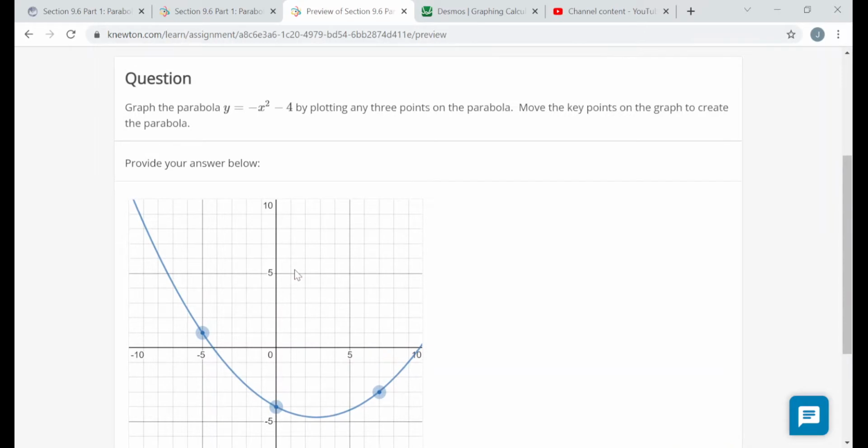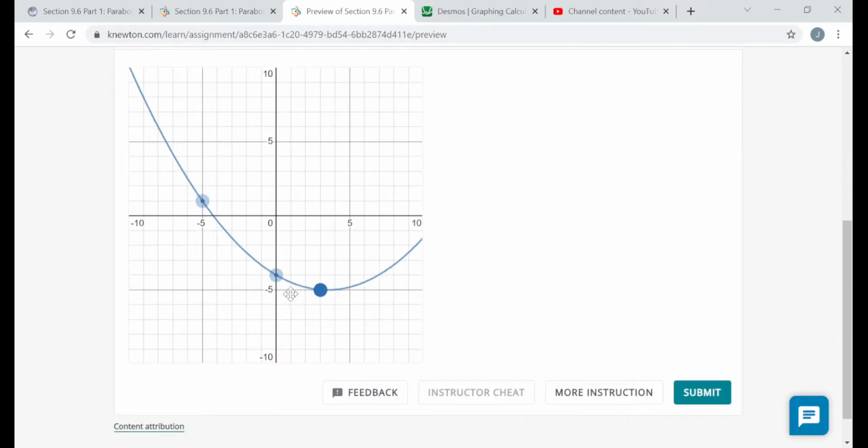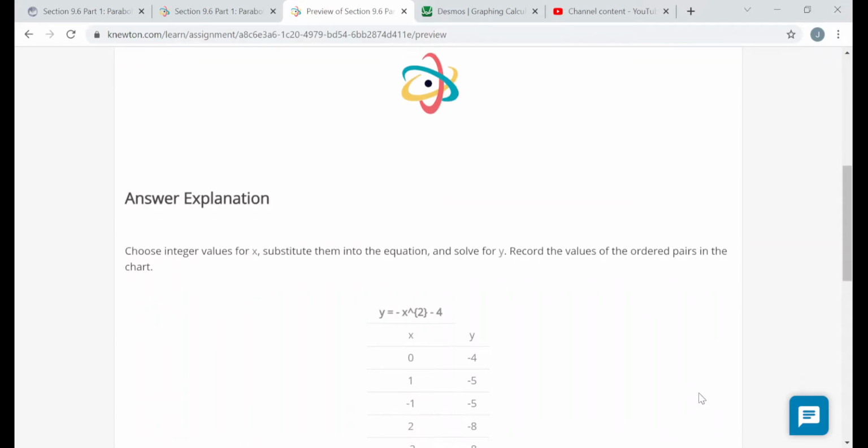All right, so I'm just going to plug in 1 and negative 1 again. If I plug in 1, I get negative 5, and then using symmetry, get negative 1, negative 5 as well. Right? And there we go. That should be that parabola. Hooray. All right, so that objective's done. That should be a real quick one. Just finding 3 ordered pairs that would belong to the parabola and moving the points around to them.